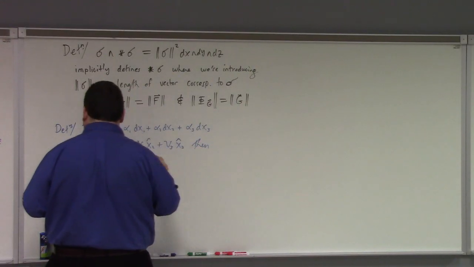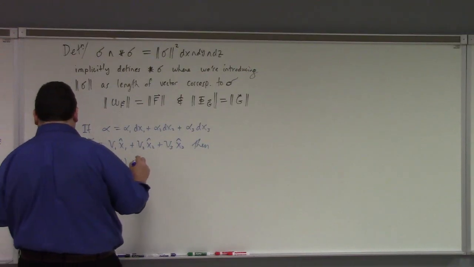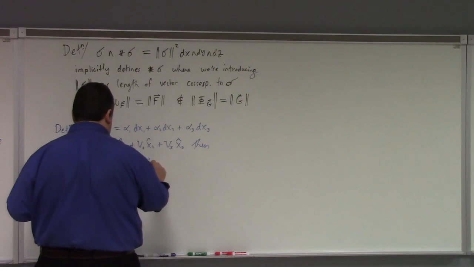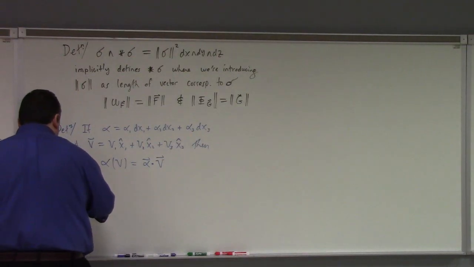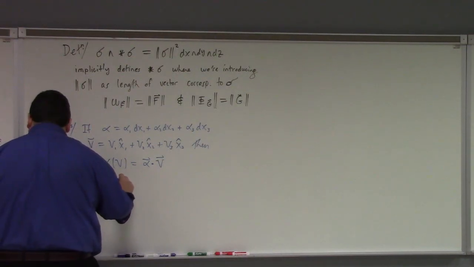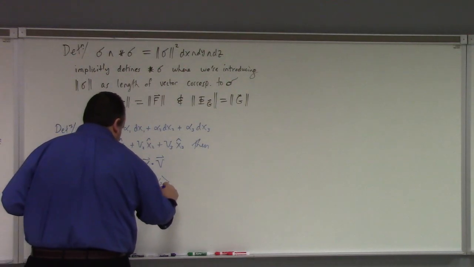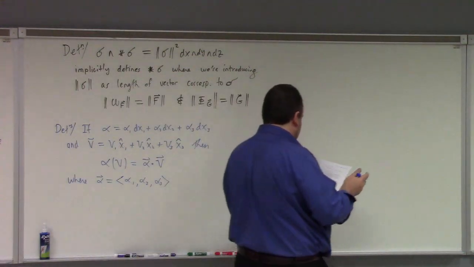Then alpha of v is simply equal to alpha vector dot v vector, where I'm just defining the alpha vector to be the components of alpha alone: alpha 1, alpha 2, alpha 3. So I'm saying we can take a form and a vector and put them together to get a number, all right? And if we have this concept, then we can introduce what's called the coframe.